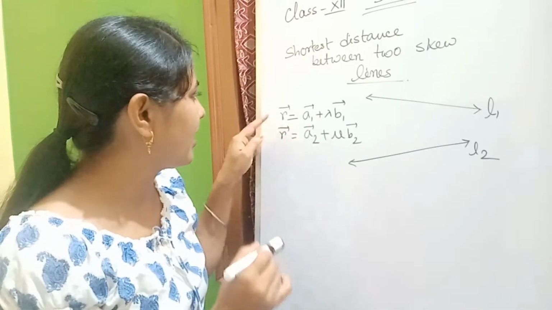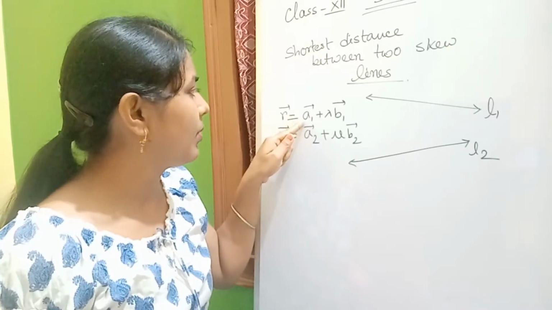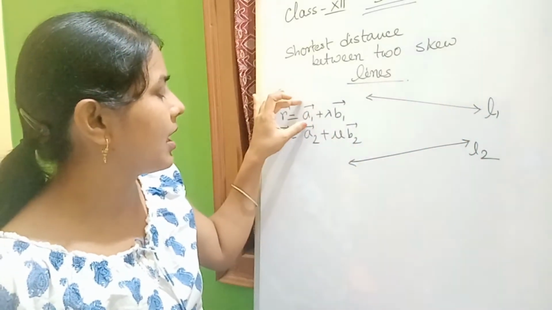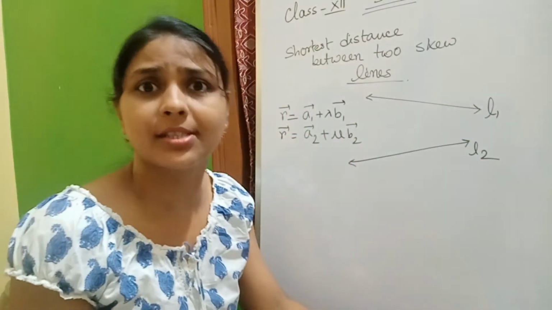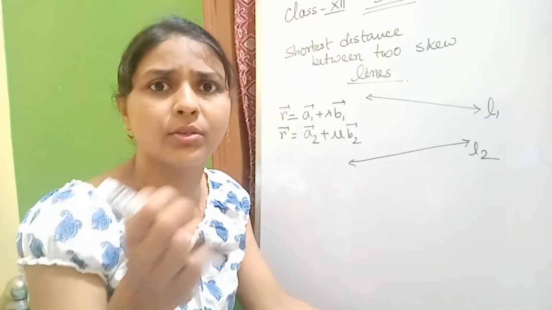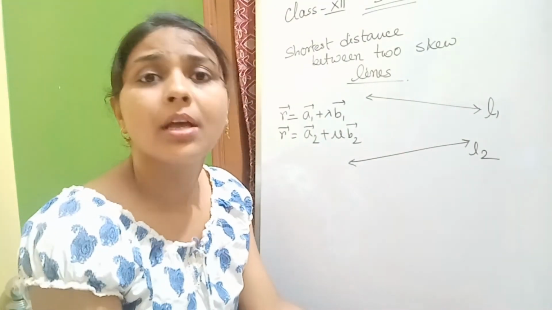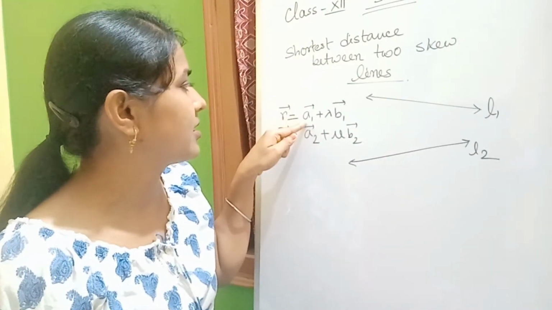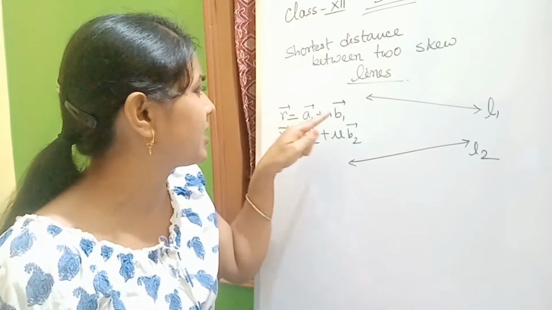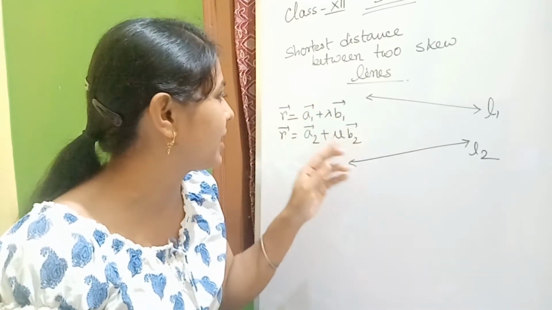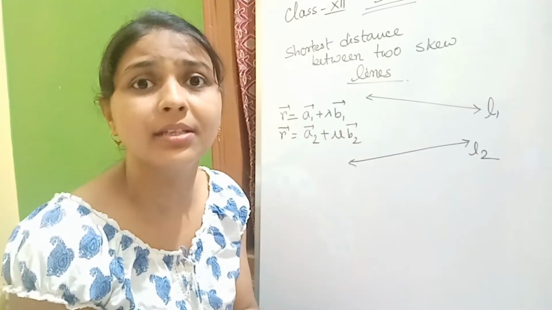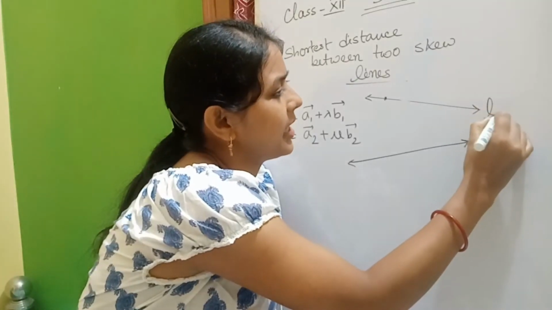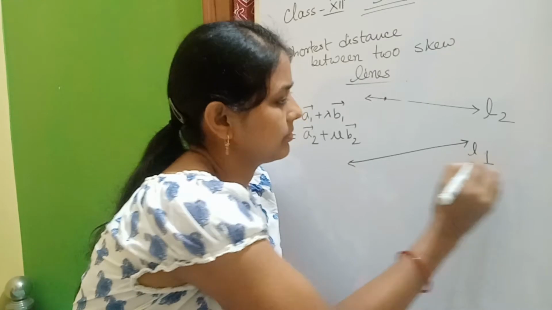Here r is the variable vector, and a1 is the given position vector of a point on L1. I think I have already discussed these two forms in my previous video. If you want to check, you can go to my description box and get the links of all previous videos. b1 is the given parallel vector, and in the same way we can write the second one also.